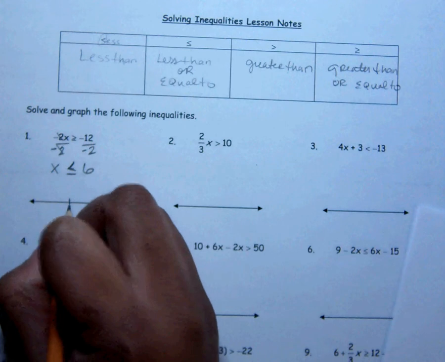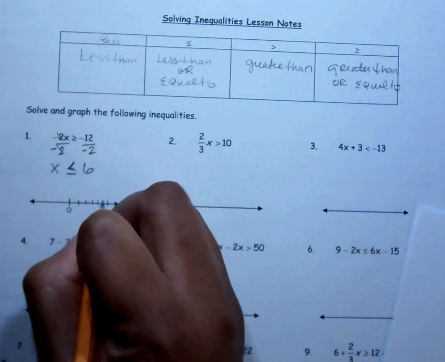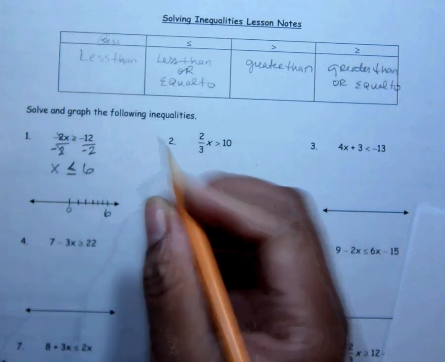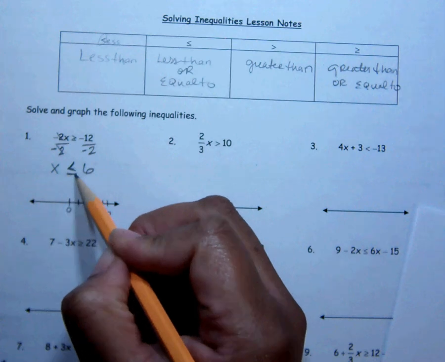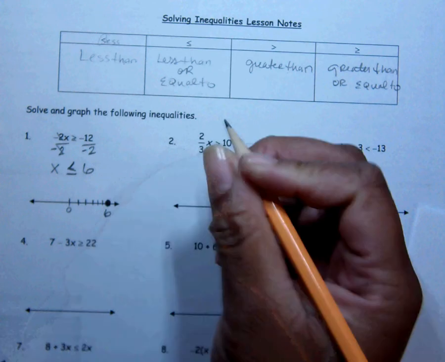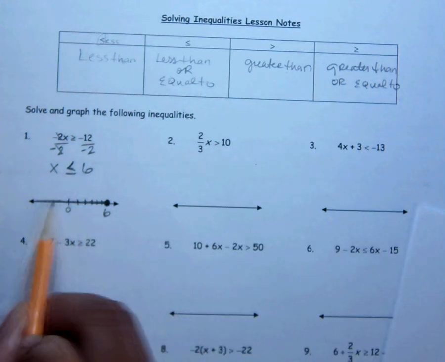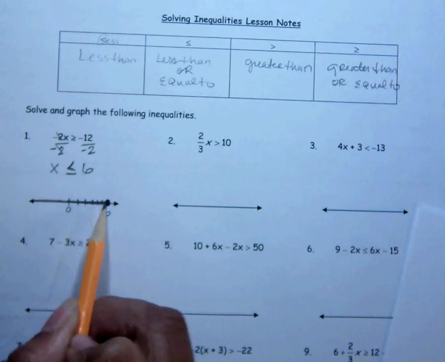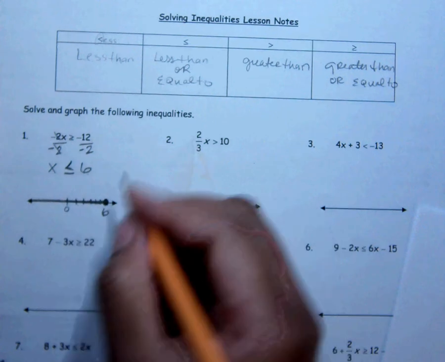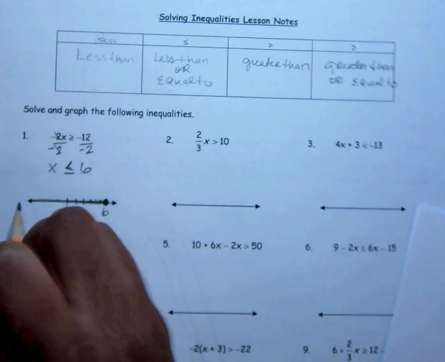This is 0, go up to 6. 1, 2, 3, 4, 5, 6. Okay? Now, since there is a line under here, I will have to have a closed dot. And it says less than, so I'm going to shade to the left. And we have just graphed this inequality. All of the answers for this problem will include 6 and everything below it.